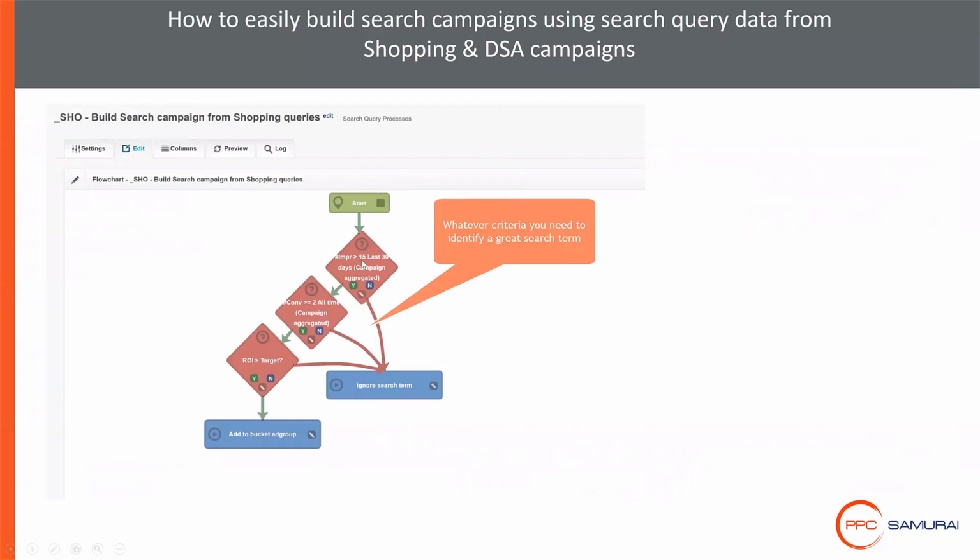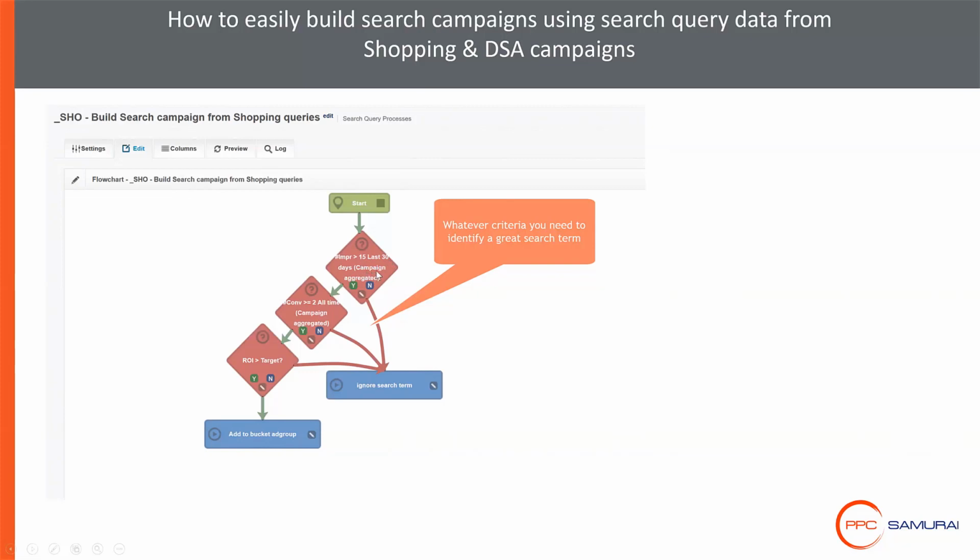Anyway, then we move on to actually building the search query process. Now, this can be a little bit fluid as to what you want to see before a search query is picked up and added into your search campaign. The example that I've used here is I want to make sure that I've got volume, I've got conversions, and my conversions are producing an ROI that is better than target. So how I've structured this, I have said I want at least 15 impressions. Well, actually, it's greater than 15 in the last month.